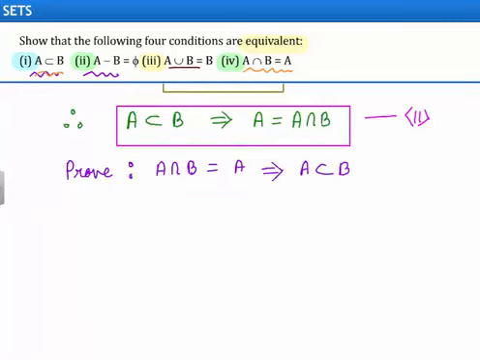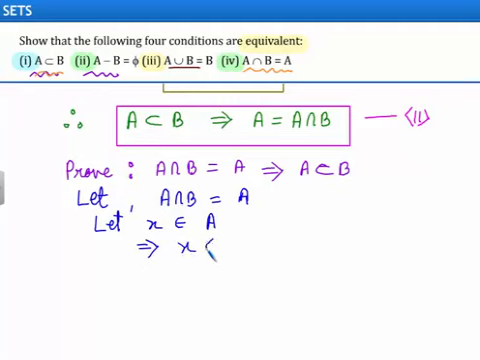Now we will prove A intersection B is equal to A implies that A is a subset of the set B. Let us assume that A intersection B is equal to the set A. Let X belong to set A. This implies that X belongs to A intersection B.